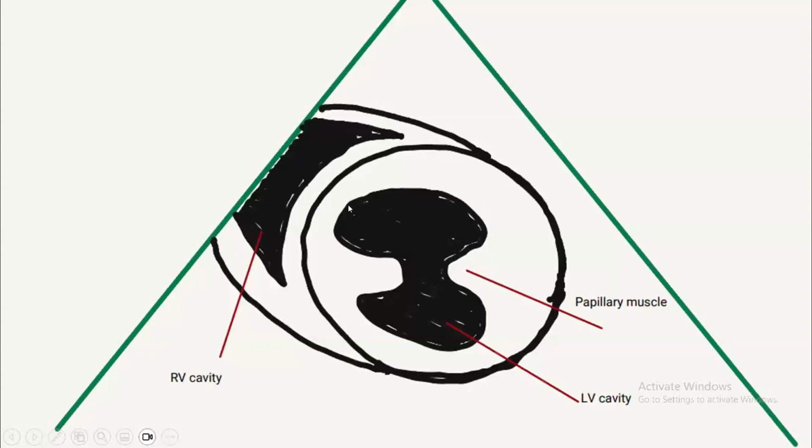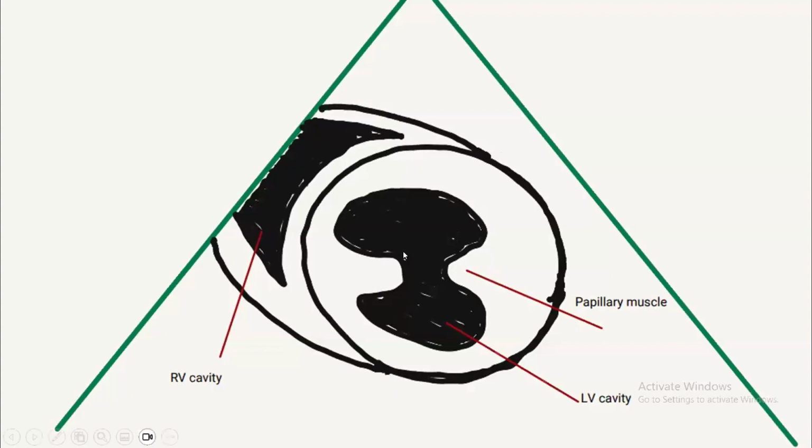So this is what we can see. We can see the circular-shaped left ventricle. Depending on your level, you can see the papillary muscles, or you can see the mitral valve fish mouth. I will show it to you. And you can see the right ventricular cavity.